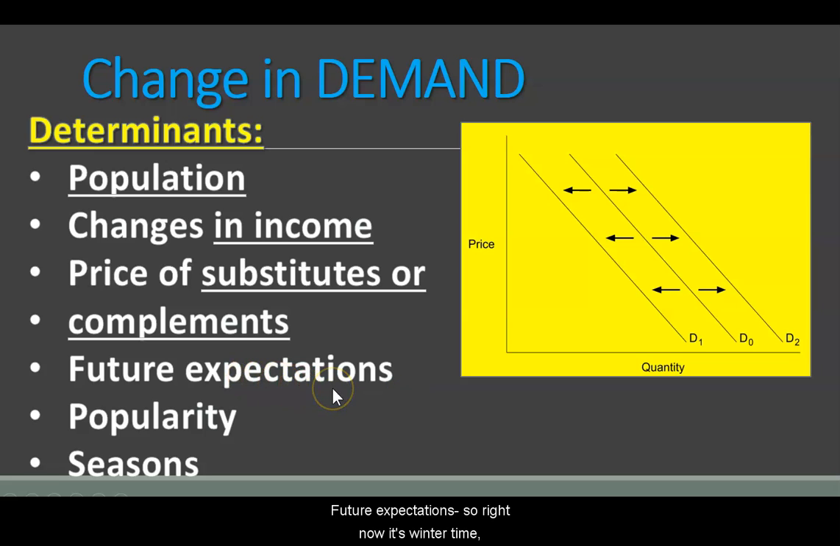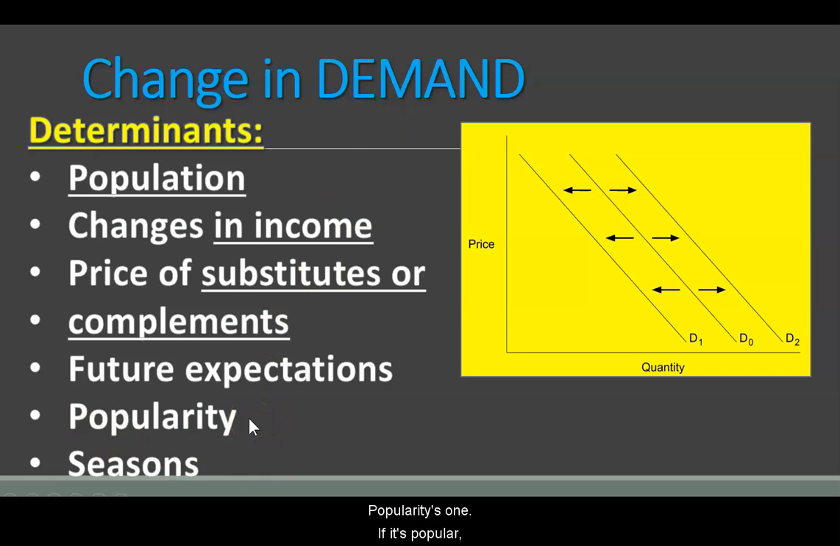Future expectations. So right now it's winter time, but I fully expect that we're going to need jackets for a couple more months, and then after that it's going to start warming up and stores are going to start offering more short sleeve shirts and shorts. In the summertime it'll be bathing suits, etc. Those are future expectations that you can kind of modify your behavior based off of. So that's another determinant of demand.